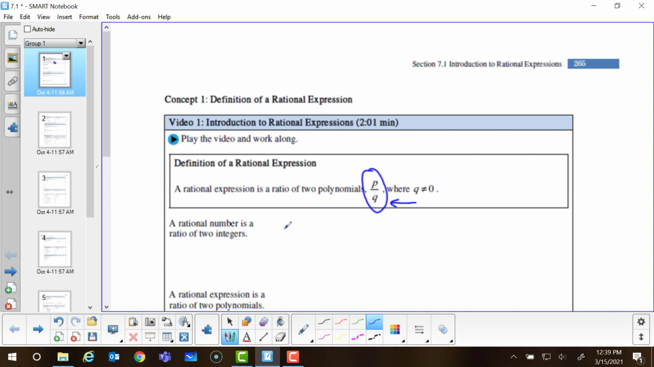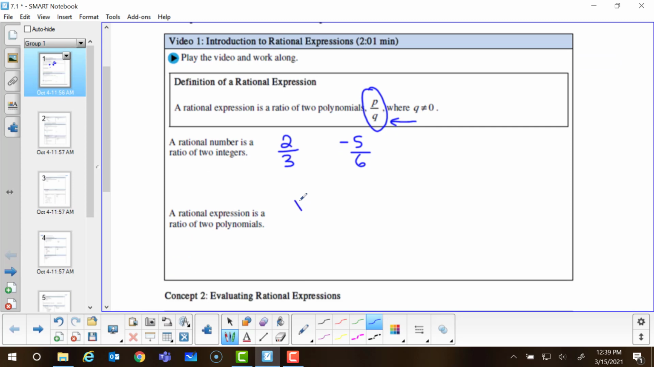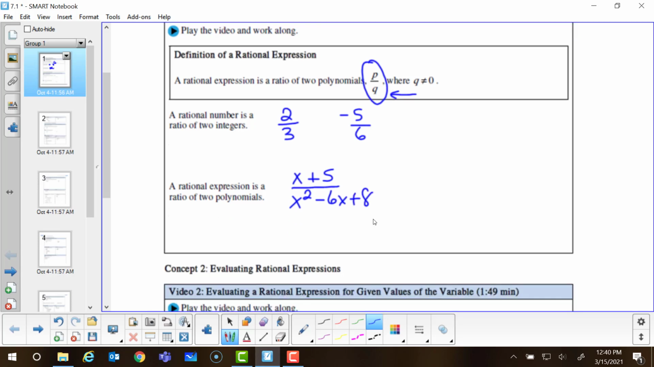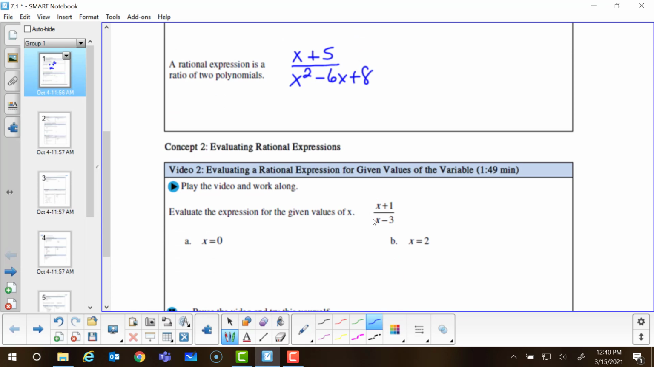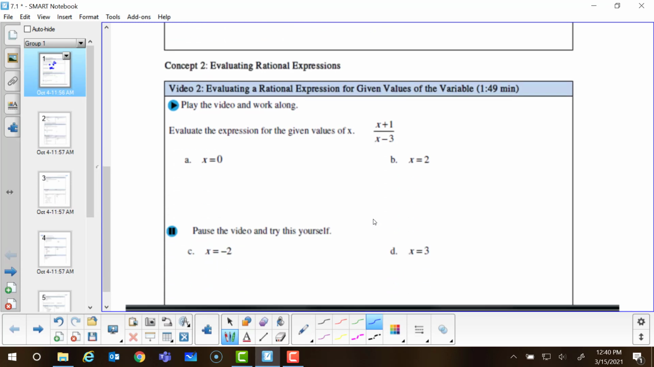So a rational expression is a ratio of two integers. You could have 2 over 3 or negative 5 over 6. You could have a ratio of two polynomials, x plus 5 over x squared minus 6x plus 8. Those would be examples of rational expressions. So the first thing we're going to do today is we're going to evaluate rational expressions.